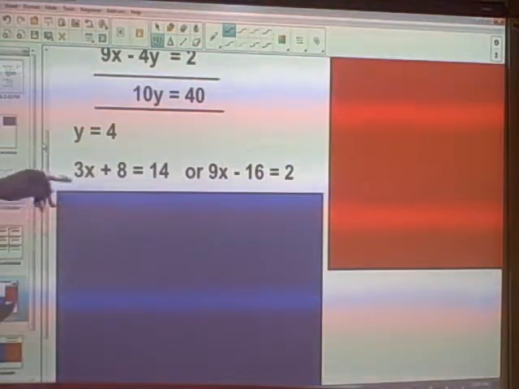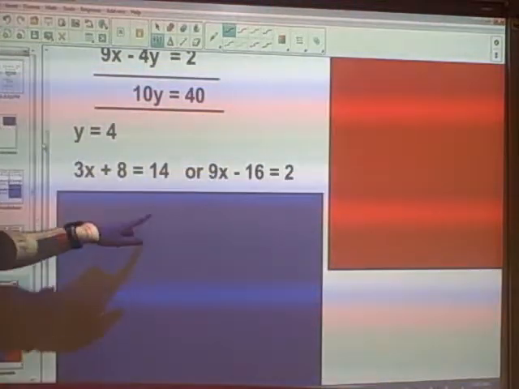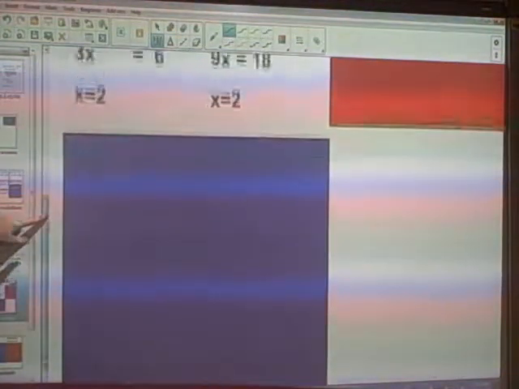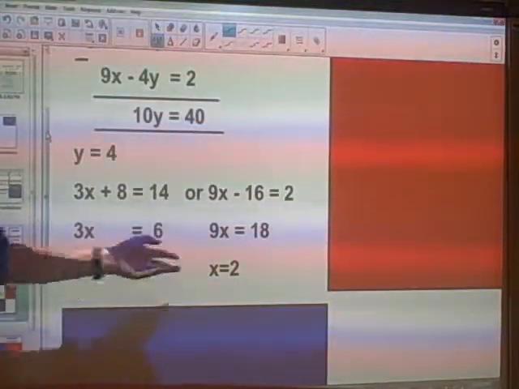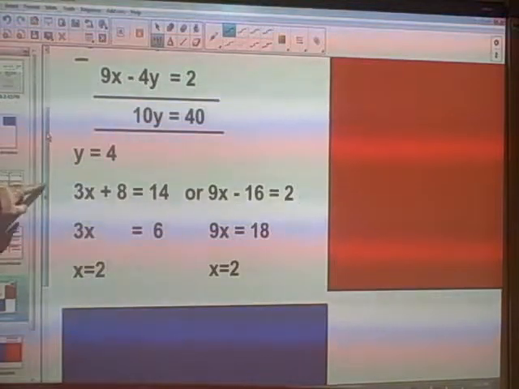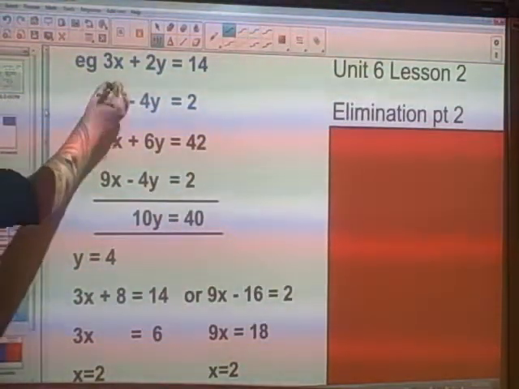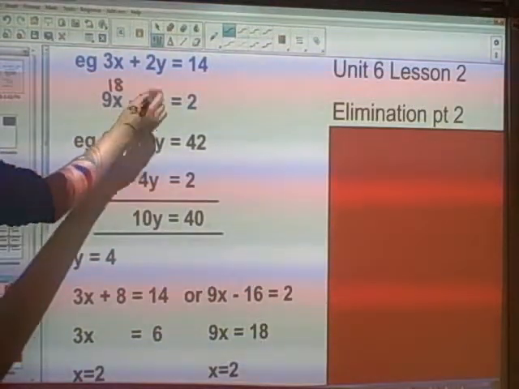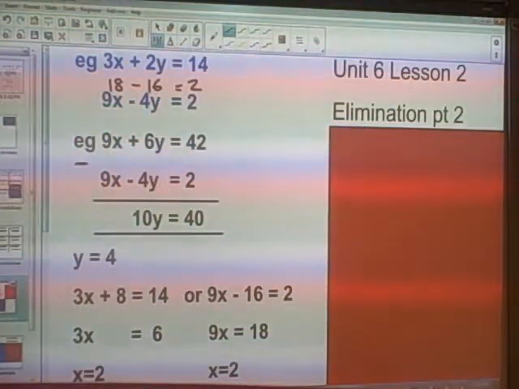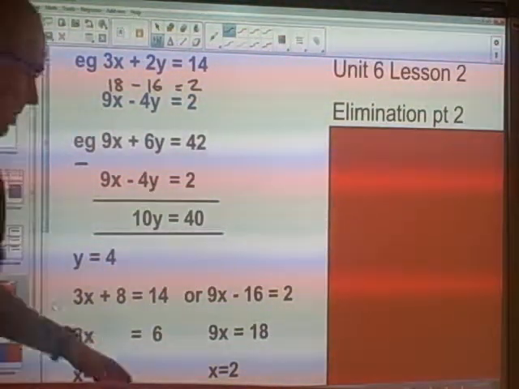If we'd use the other equation that you can see here, 9x minus 4y, 4 times 4 is 16, we can go ahead and solve that as well. It actually doesn't matter which equation you choose to solve. Whichever one you solve, you're going to get an answer of x equals 2 and y equals 4. And we could always check that on a different equation to see if this actually works. So 9 times 2 is 18, 4 times 4 is 16, subtract, and we definitely do get 2 as our answer.